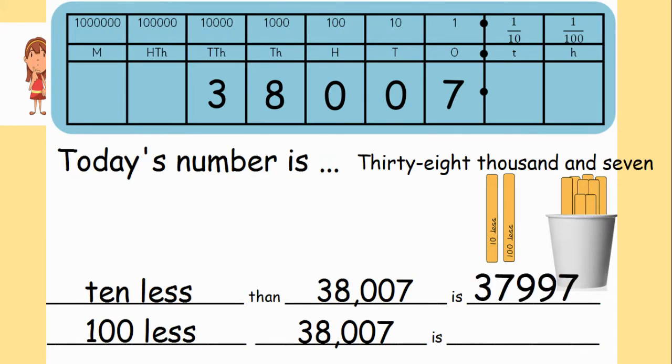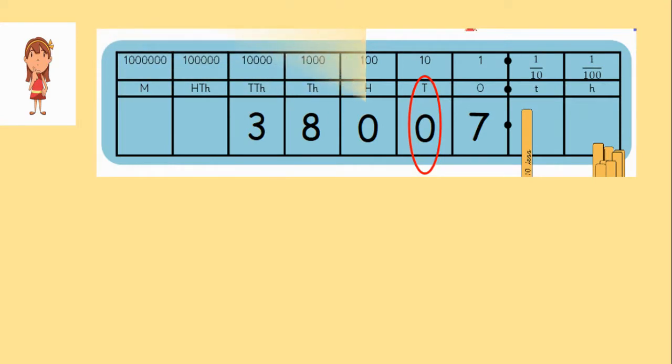Well done. 10 less than 38,007 is 37,997. 100 less than 38,007 is 37,907. To find 10 less, I would need to look in the tens column. In this case, more than one digit in our number would change, and our answer would be 37,997.